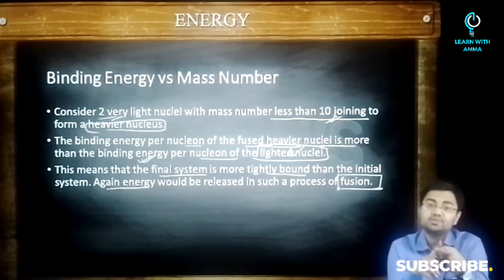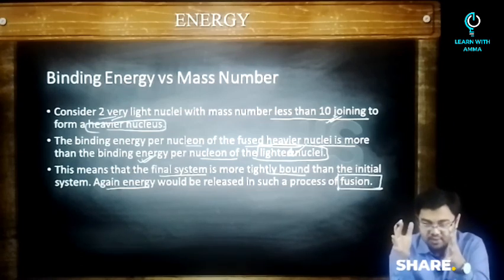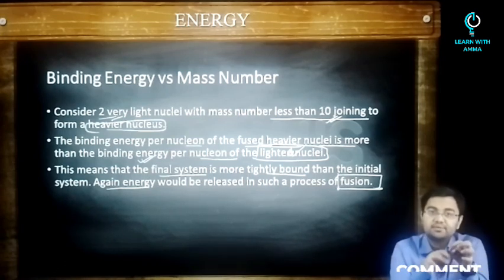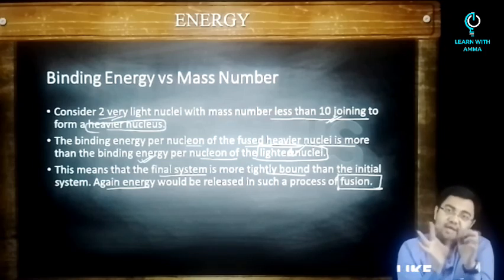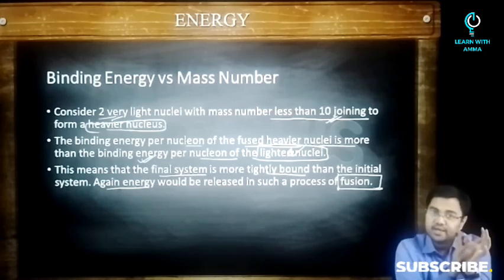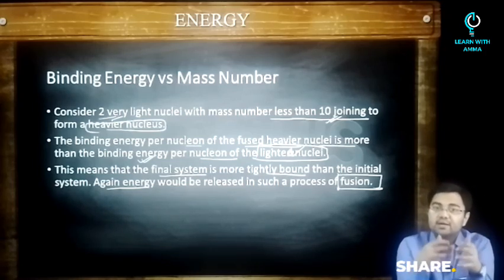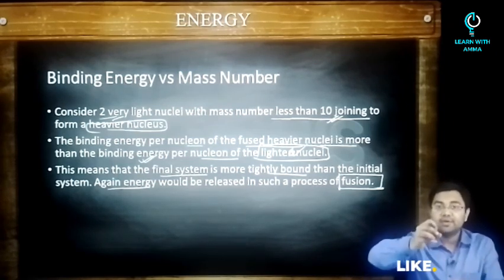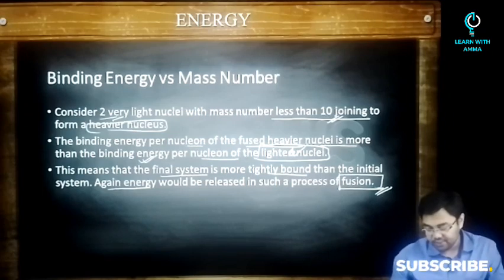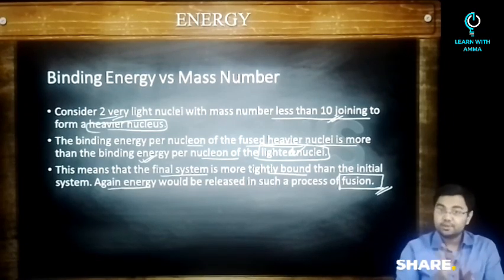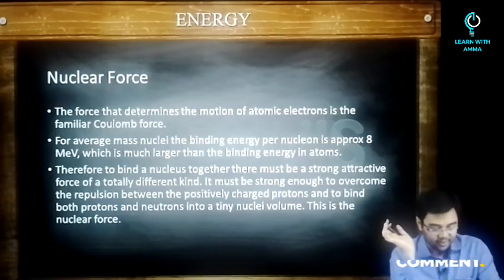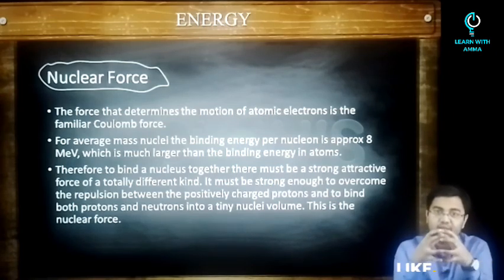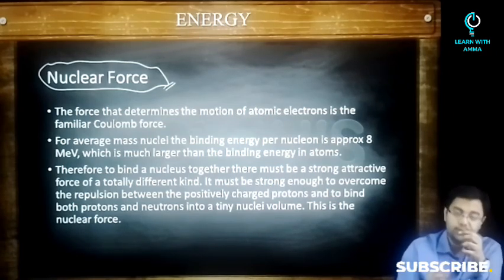So in the first process, the heavier nuclei are splitting into lighter ones and thus releasing energy, and this is what you know as a fission reaction. And in the second, the lighter nuclei are fusing together to form a heavier nucleus, and this is what you call a fusion reaction. So these are the two types of nuclear reactions that you have. Now, the force that you have inside that nucleus is called the nuclear force.